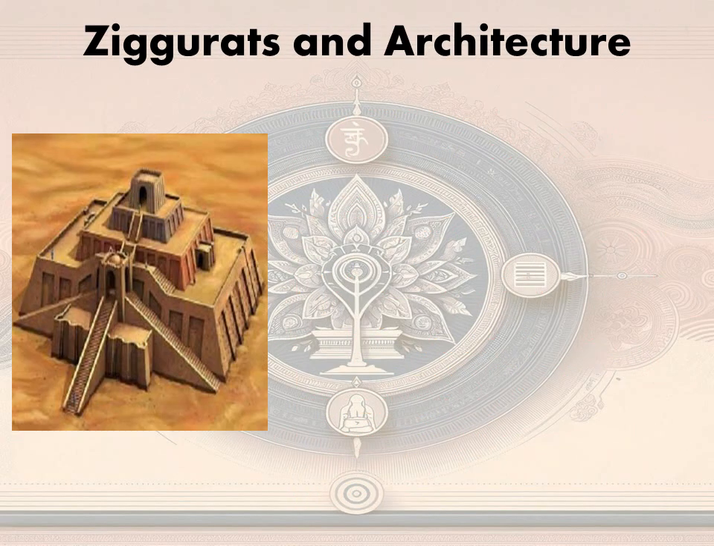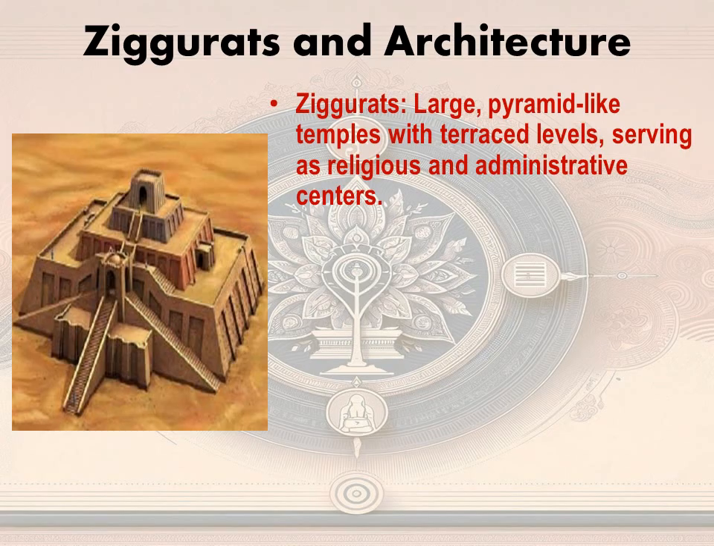Now, ziggurats and architecture. What were ziggurats and how were they built? Ziggurats were large pyramid-like temples with terraced levels. Terraced means there used to be steps. So it is a structure like a pyramid, and there were steps of stories. Just like in your houses, you have a ground floor, first floor, second floor. In ziggurats also, they had different levels. As we go upwards, the area of the levels used to be smaller.